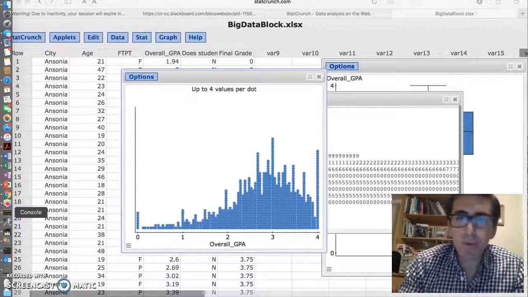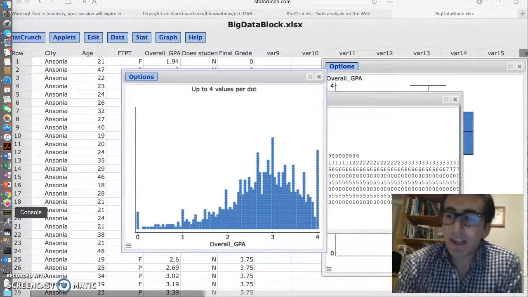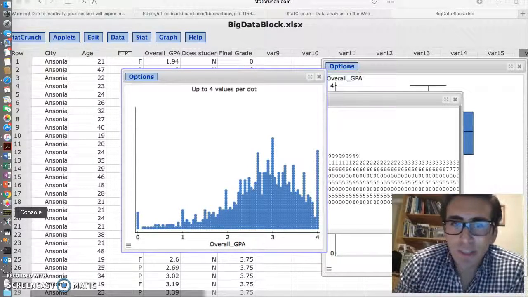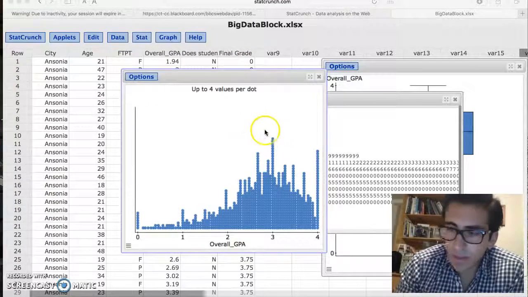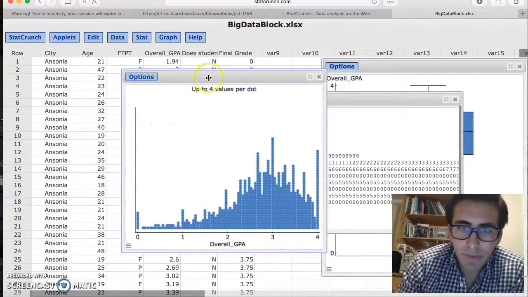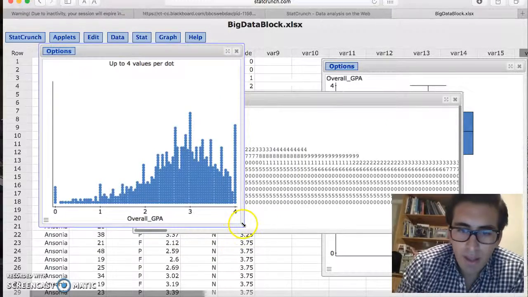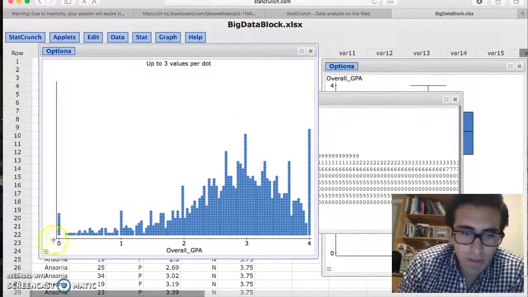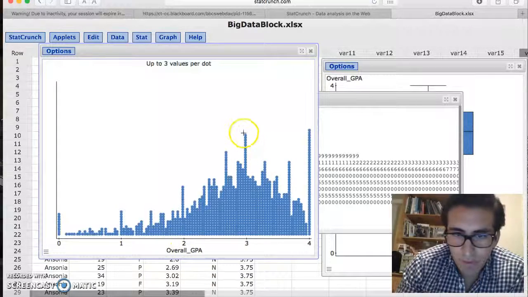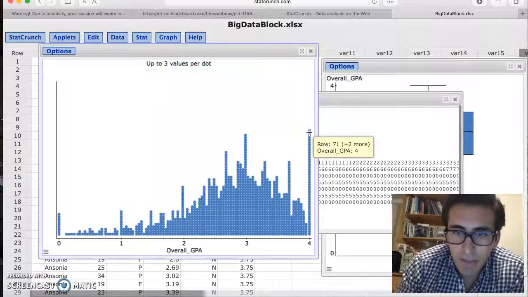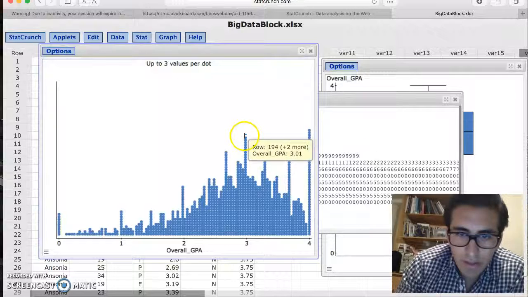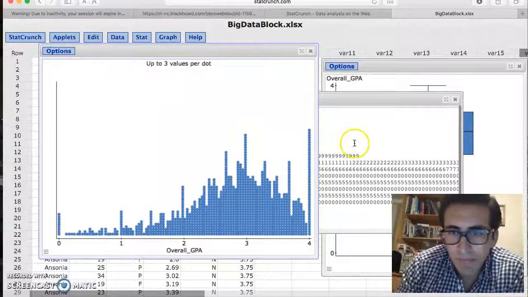The variable we'll be working with today is overall GPA. This variable is quantitative because it's measured on a numerical scale from 0 to 4. As you can see here, this is what you call a dot plot. It displays all of the GPAs. From this graph, we can infer these two columns right here are which most people fall into, which is a GPA of 4, and this column is a GPA of 3.01.